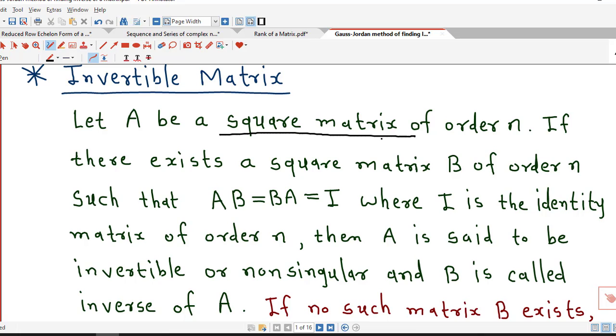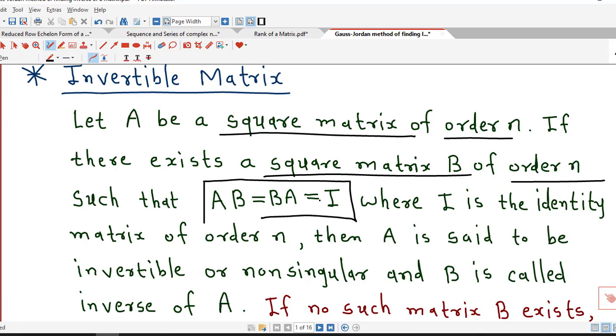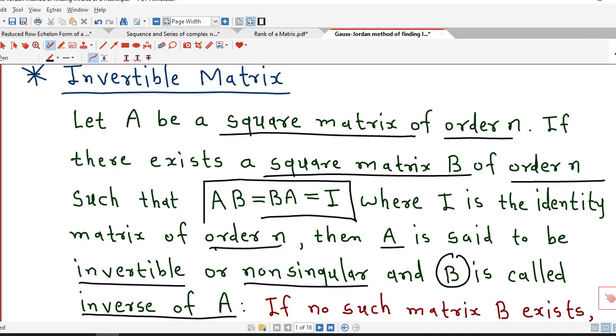So suppose capital A is a square matrix of order n. If there exists another square matrix capital B of this same order n such that A into B equal to B into A equal to identity matrix of order n, then this matrix capital A is said to be invertible or non-singular matrix, and this capital B is known as inverse of matrix capital A.